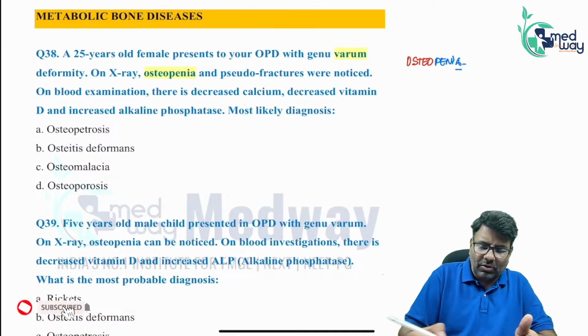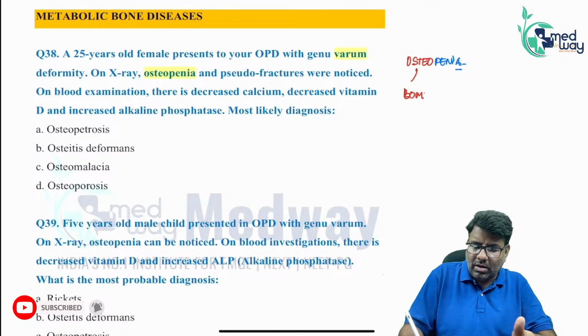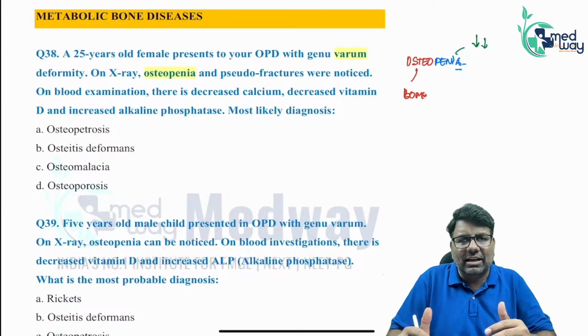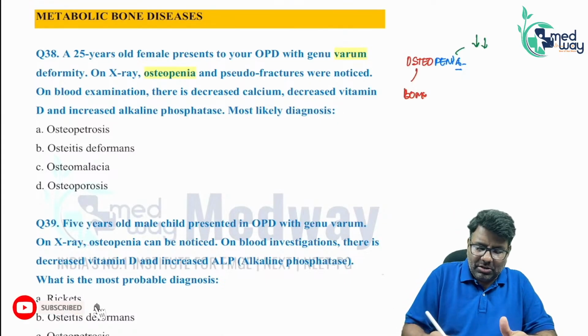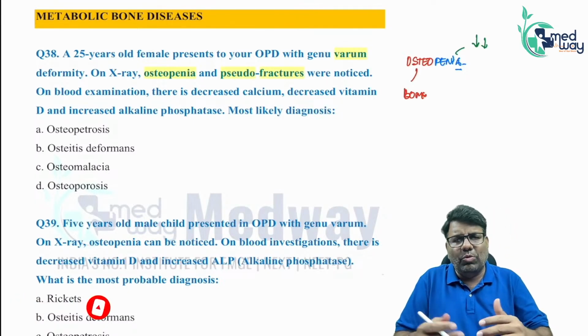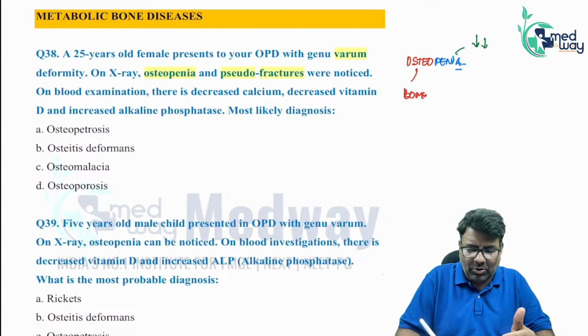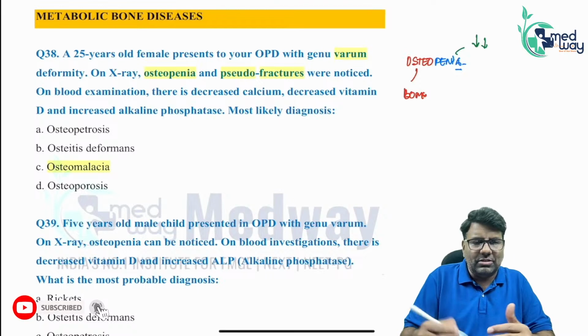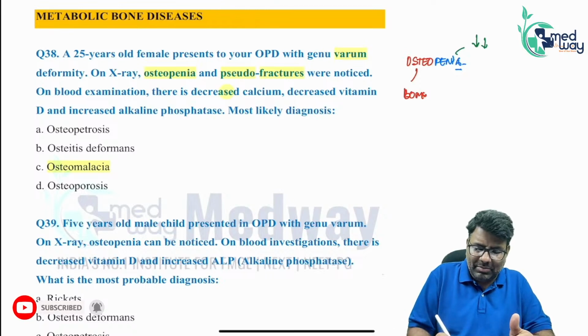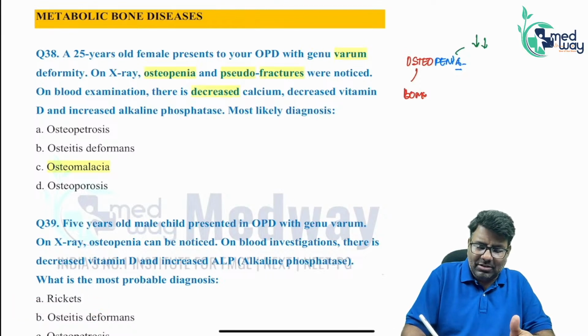Now osteo obviously means bone, and penia means reduction in density. So this is osteopenia, and there is pseudo fracture. I think most of you, the moment you find the word pseudo fracture, can jump onto the diagnosis of osteomalacia. But apart from that, there are some more clues, like serum calcium is less.